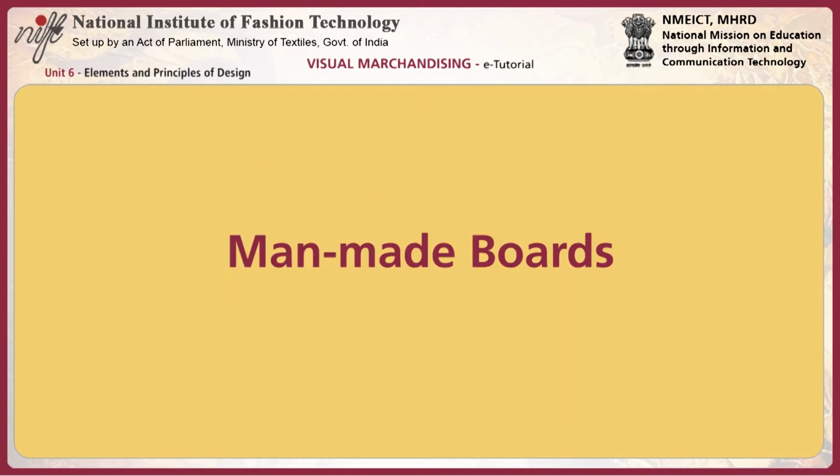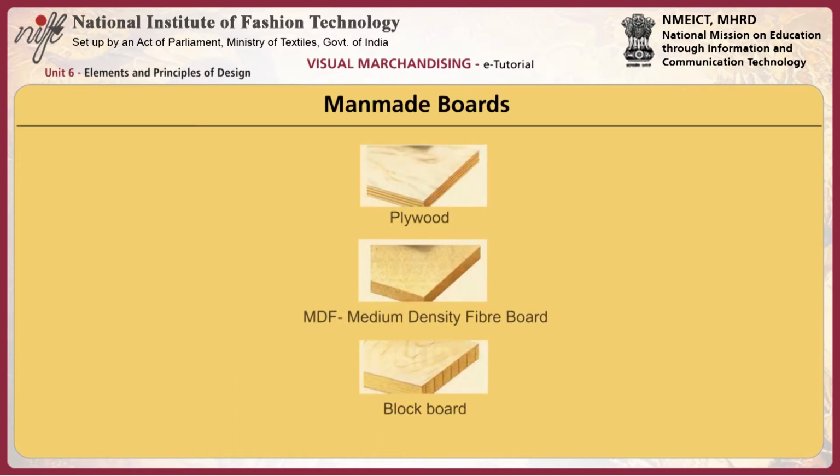Now coming to the man-made boards. Man-made boards come in different types too. Foremost is the plywood, which is made of thin layers of wood that are glued together. Then there are the chipboard and MDF. MDF is medium density fiber board, which is made of wood chips and dust particles glued together to make a board. Lastly, there is the blackboard and laminated board made of wood strips that are glued together.